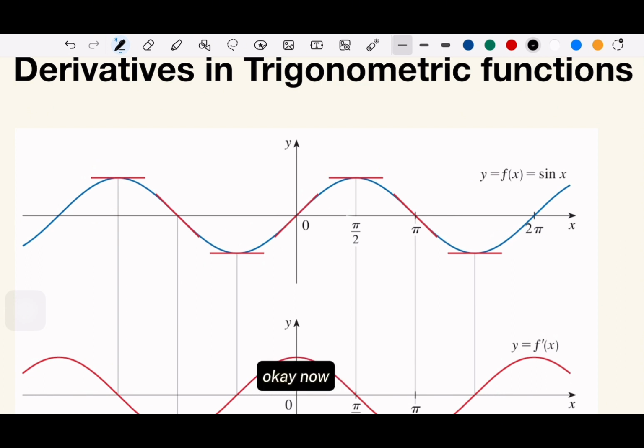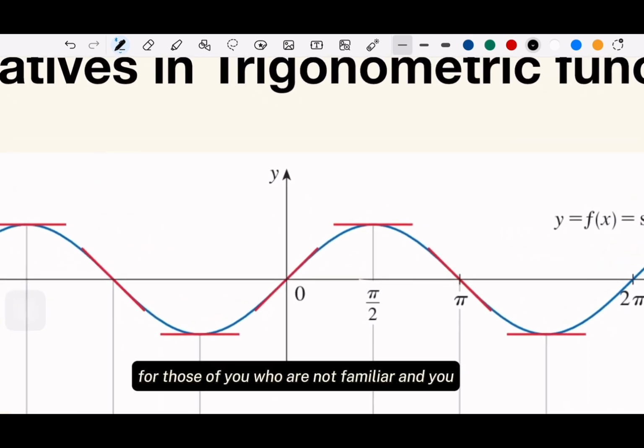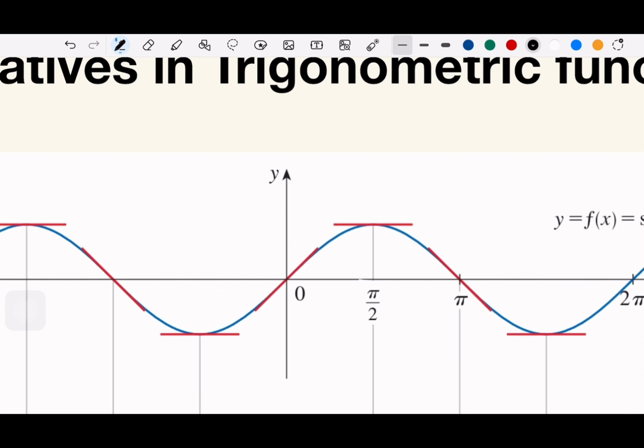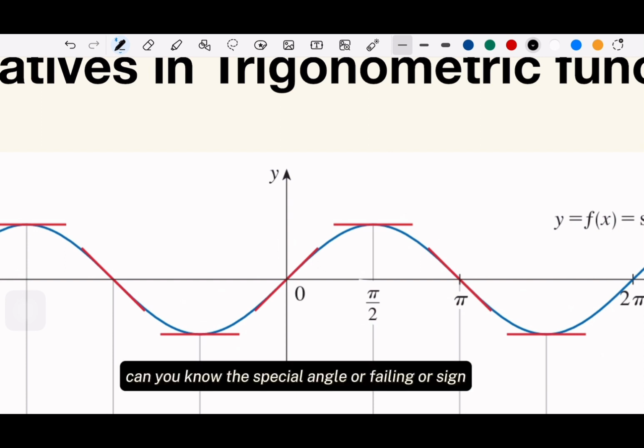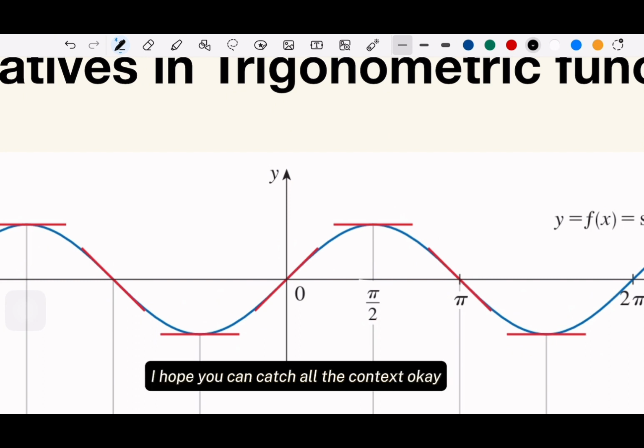Okay. Now, for those of you who are not familiar, do you know the special angle or value for sine? What is sine 0? Yes, 0. I hope you can catch all the context.